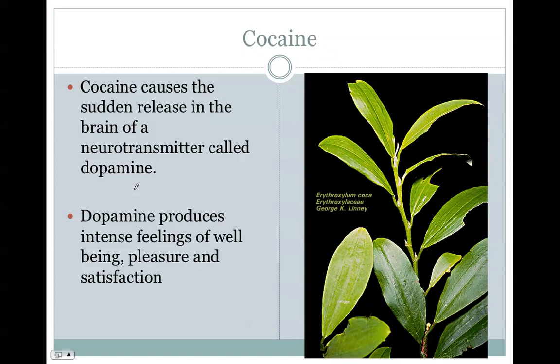So only two more slides. The book goes into a few substances. We're only going to get into two in this PowerPoint section. And so the first one is cocaine that they talk about in the book. Cocaine is a stimulant, and it's going to release a whole lot of a natural neurotransmitter called dopamine. And what dopamine does naturally is it produces an intense feeling of well-being and of pleasure and satisfaction.